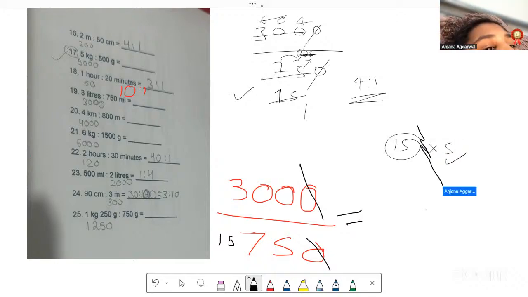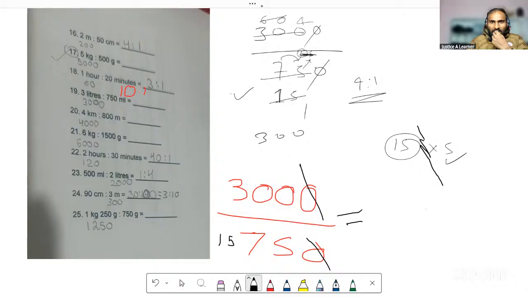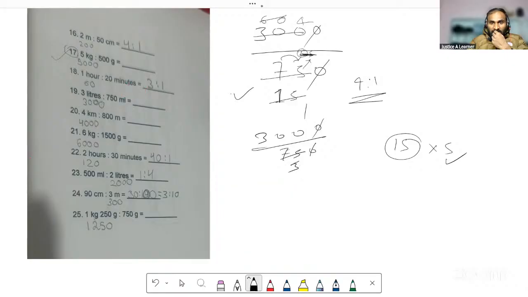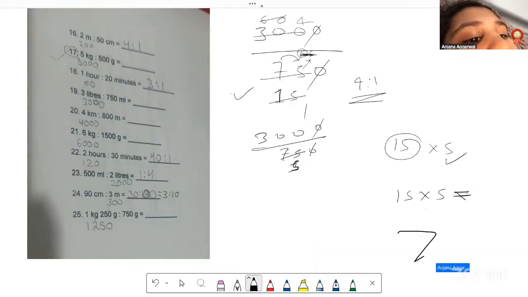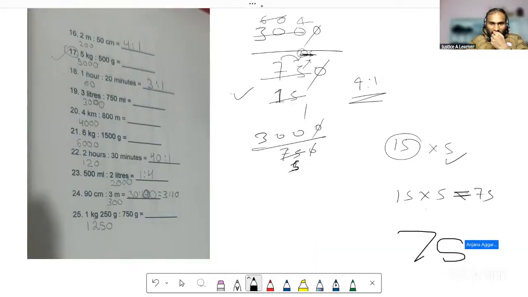Okay. Or I could also do it directly if I know the table of 15. How? See, so this is 7, and then 15 threes are... sorry, no, not 15 threes, 15 fives are... wait, I don't understand. 15 times 5 is equal to what? 75.